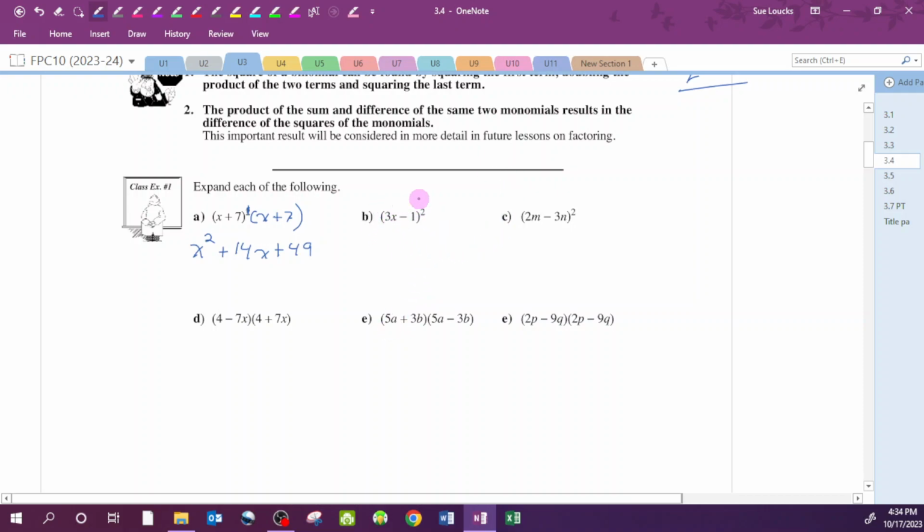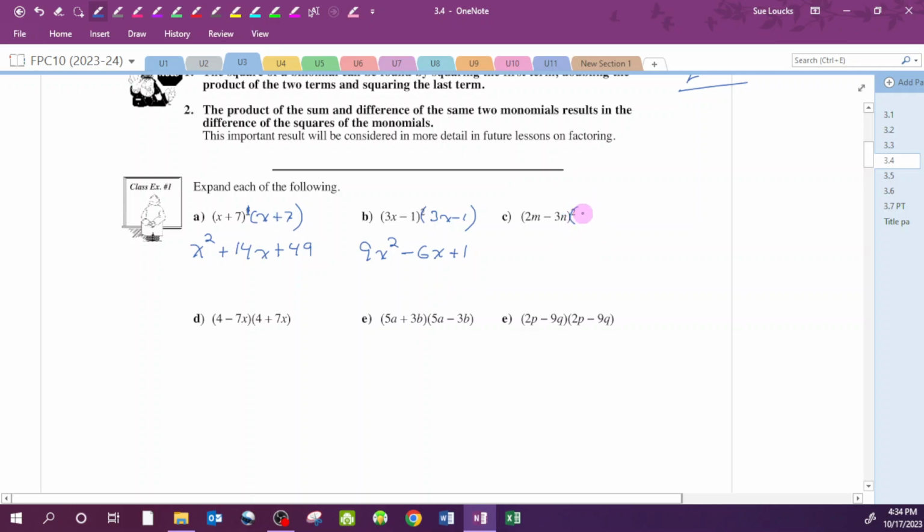I'm going to do the same thing for this one, but it's going to be minus. I'm still going to write this as 3x minus 1 because I need to see this to do this. So this is going to be 9x squared minus, because we've got a minus here, and 3 times 1 is 3, and then times 2 is 6. So that's going to be minus 6x plus 1.